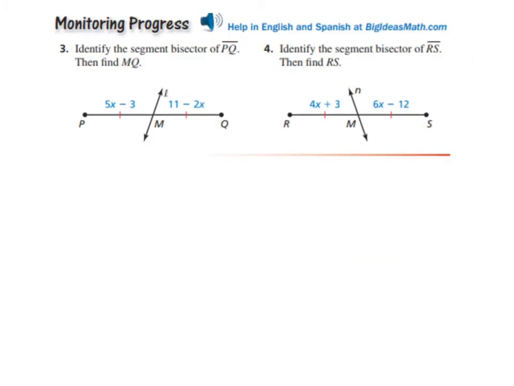If I'm solving number 4 and I identified my segment bisector as line L, and I want to find RS, I need to identify, first of all, what is it that I'm trying to find? I'm trying to find this whole thing. Well, what do I know? I know that because there are hash marks here, these two things are equal. Well, why don't I just solve it? So I'm going to go ahead and solve it as before.